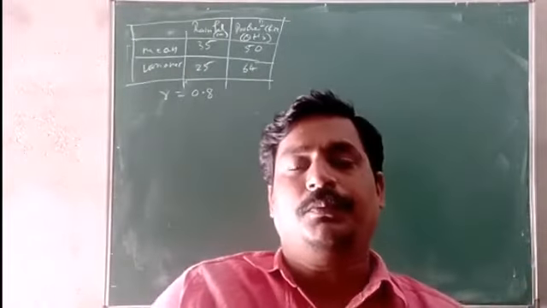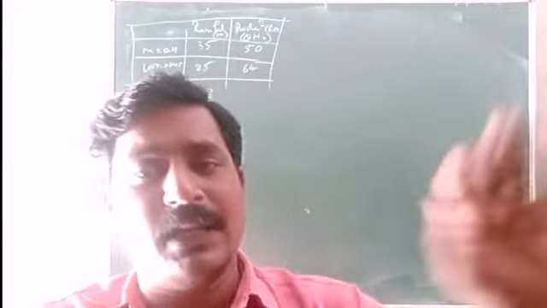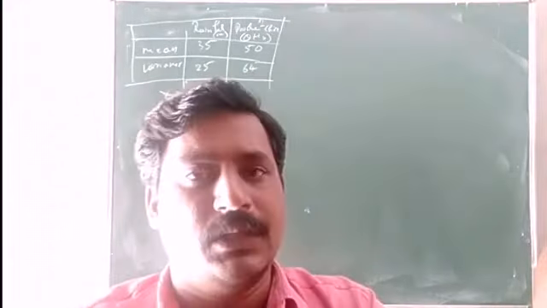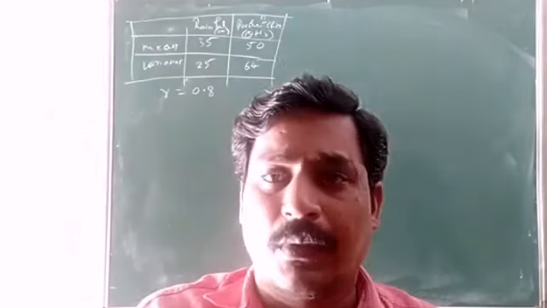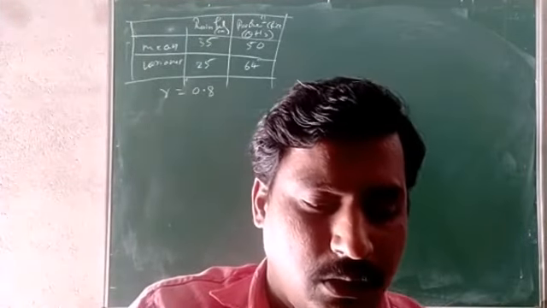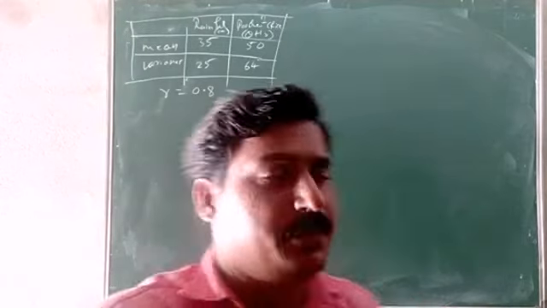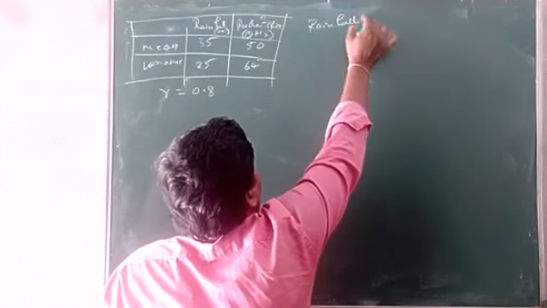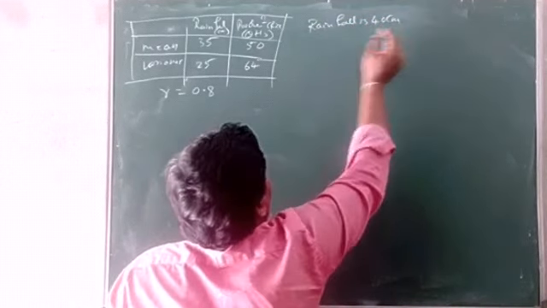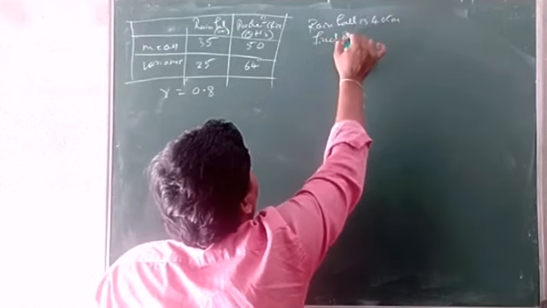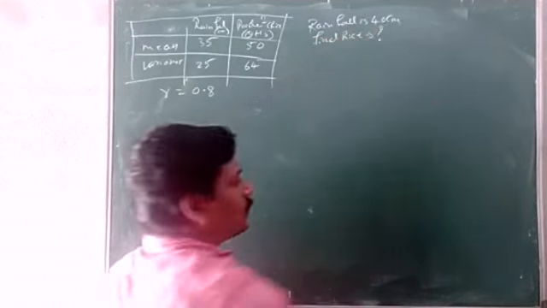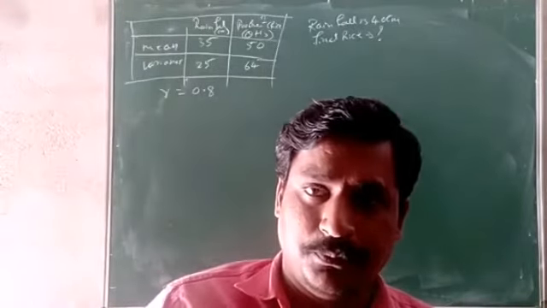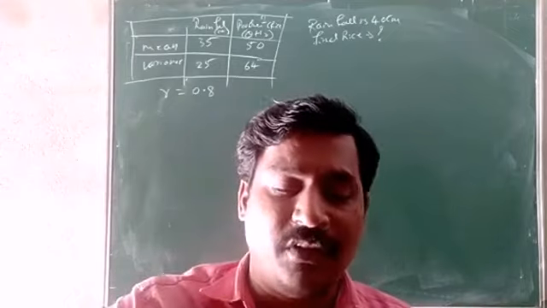So here rainfall is given as X and production of rice is given as Y. Rainfall they have given as 40 centimeters. When rainfall is 40 centimeters, find the production of rice. So when rainfall is 40 centimeters, how much rice can they produce? This is the first question.